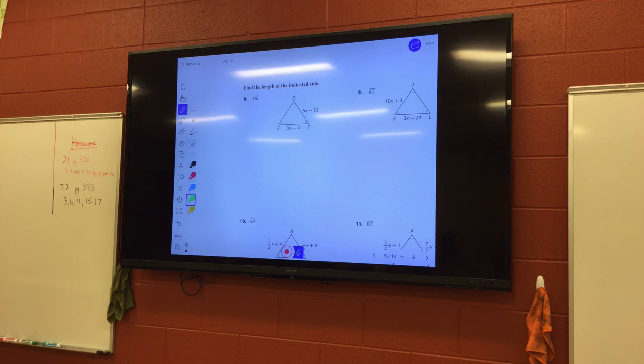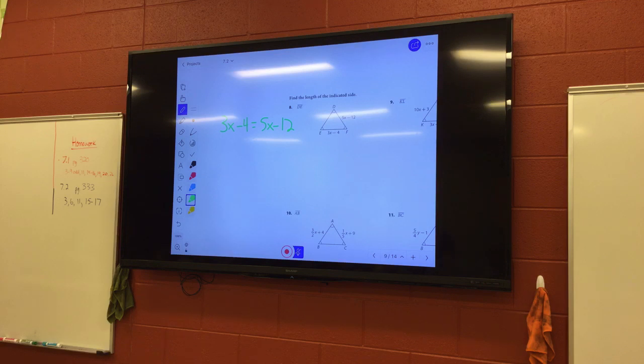Okay. I think most of you guys are finishing up, so let's go ahead and talk about this. All right, so since this is an equilateral, what do I know about those two sides? Yeah, they're the same. So that means all you have to do is set them equal to each other. So 3x minus 4 equals 5x minus 12.